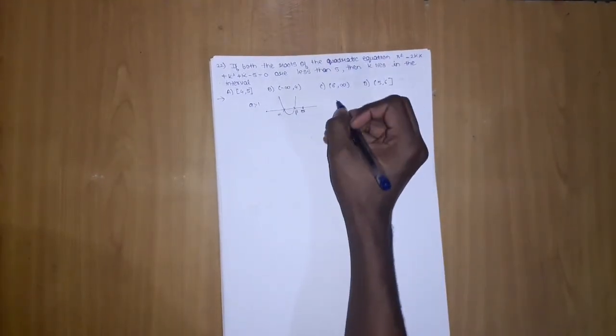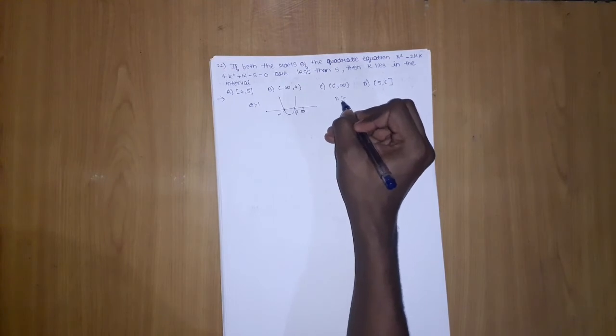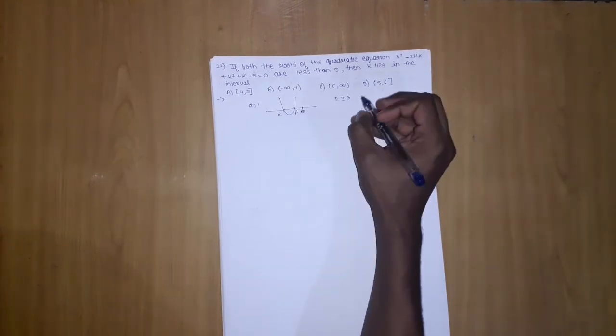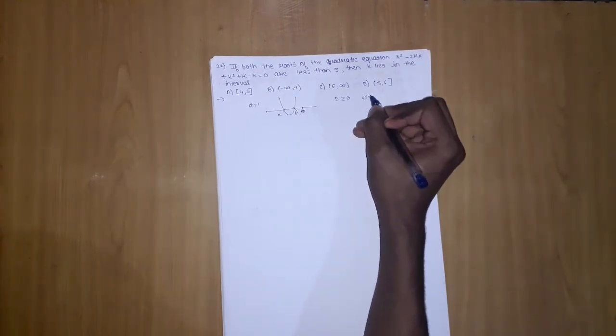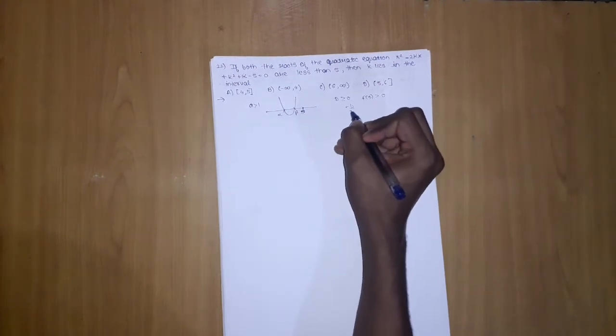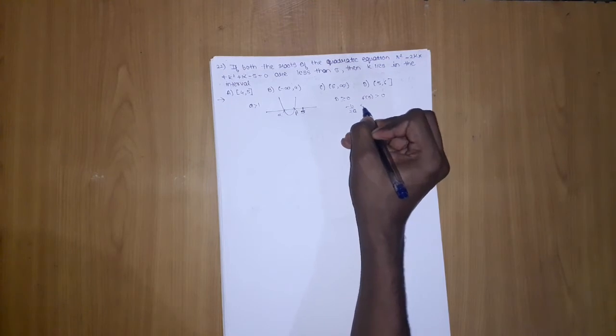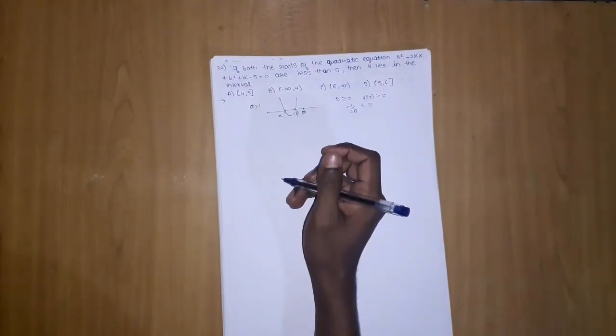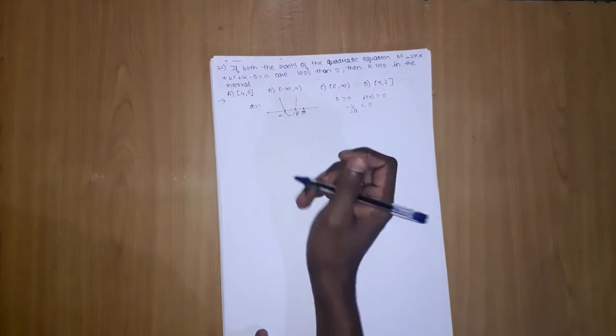Now let's understand the conditions. D greater than or equal to 0, this is the first condition. f of 5 should be greater than 0, this is the second condition. Minus b by 2a is less than 5, this is the third condition. Let's check all the conditions.